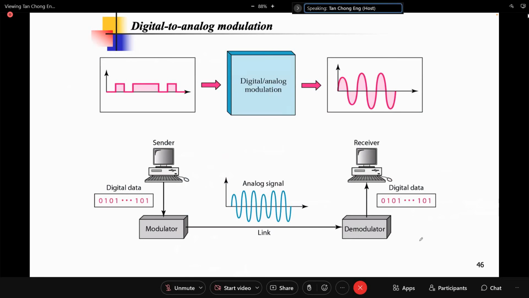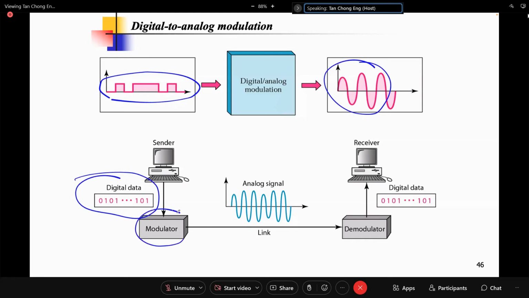And they have to go through the same process again. This one, I think we have done before. This one is a digital signal. And then you go through the modulation, digital modulation or analog modulation. Then you will get what we call the composite signal, which is in analog format. Same thing here, your digital data goes through a modulator, then is carried by this analog signal.